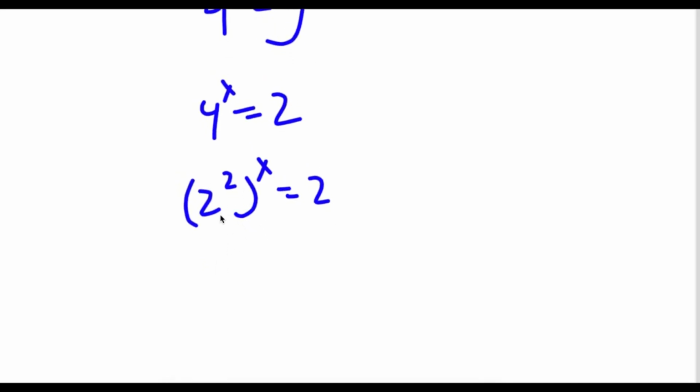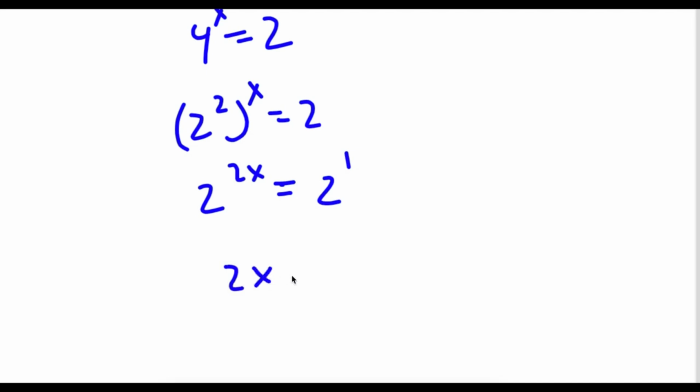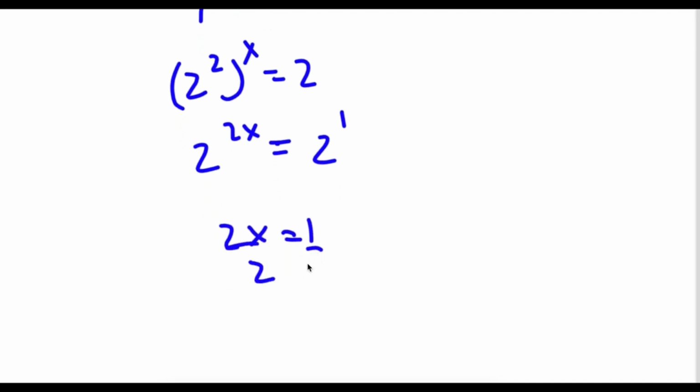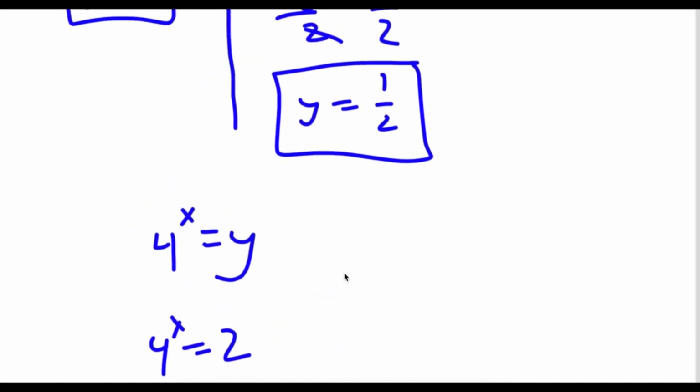And this means that 2 to the power of 2x is equal to, 2 is the same thing as 2 to the power of 1. Now this means that 2x is equal to 1, and x is equal to 1/2. So this is one solution of x.